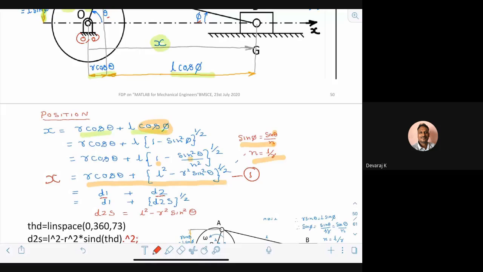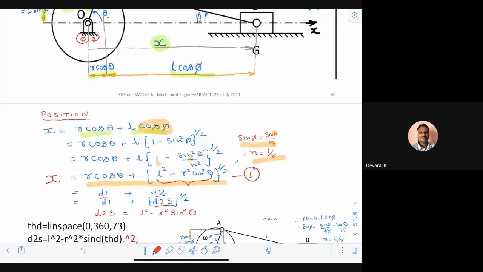In the program, for ease of avoiding repetitive typing, I can always take L square minus r square sin square theta as d2s, and if I want d2, I raise it to the power of half. The same thing is reflected in your velocity and acceleration equations. So instead of writing L square minus r square sin square theta each time in your program, you define it as d2s.